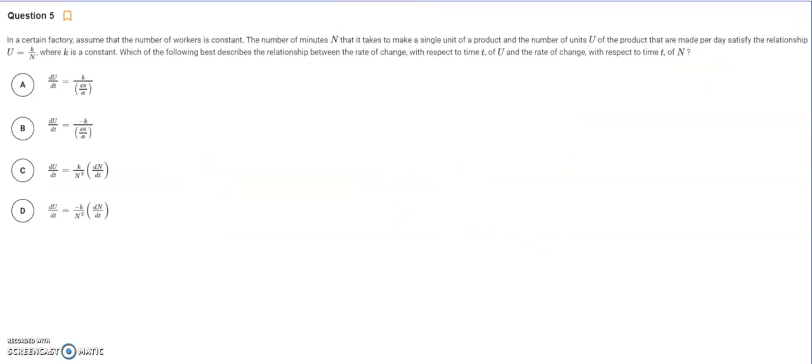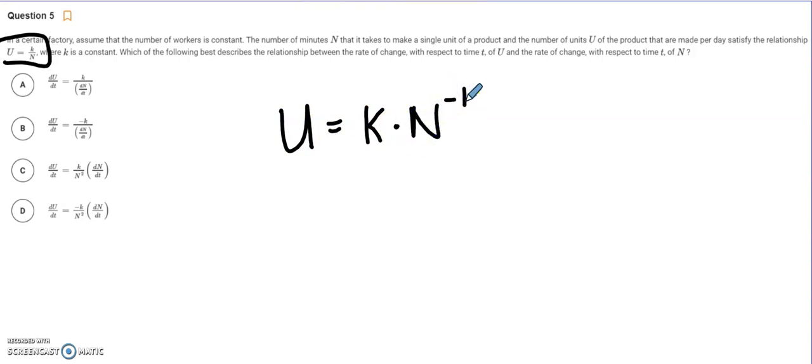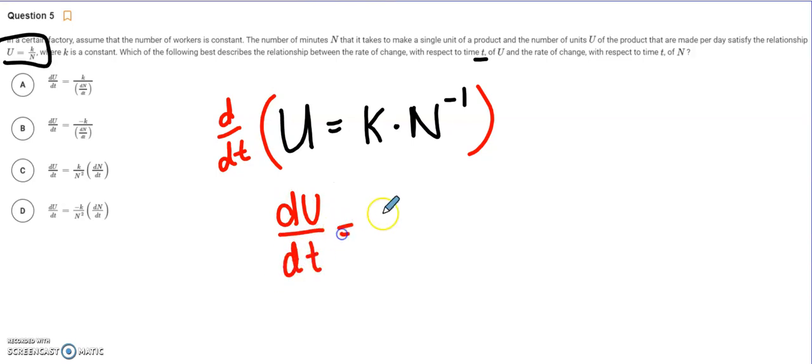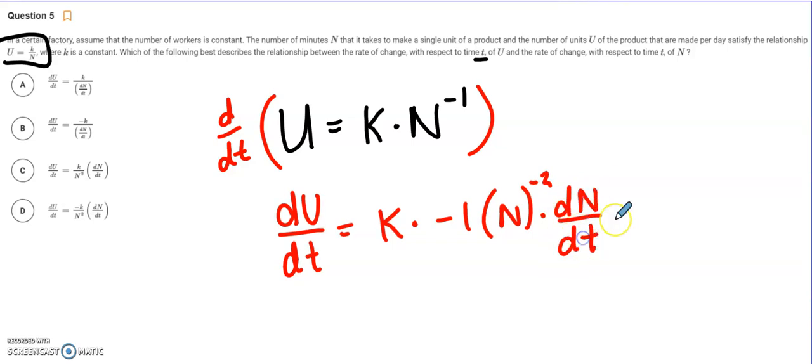All right, last one. This is all about taking that derivative with respect to time. So we have this equation where k is a constant. So I'm immediately going to write this as k times n to the negative 1. Which of the following best describes the relationship between the rates of change with respect to time? So I need to take the derivative of this with respect to time. Well, this will be du/dt equals, k is just a constant, so it chills out. This is going to be negative 1 n to the negative second times dn/dt because of that chain rule.